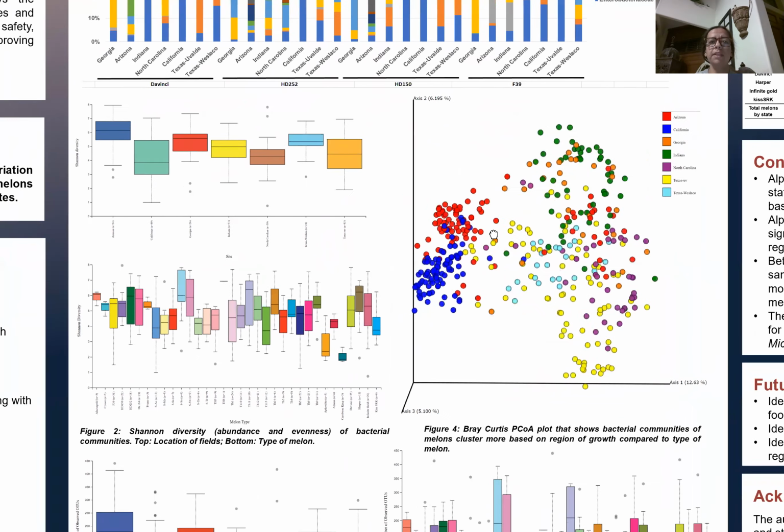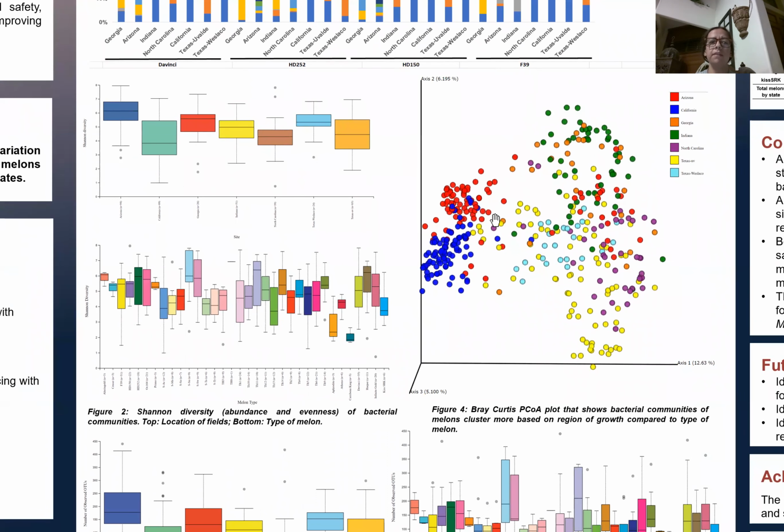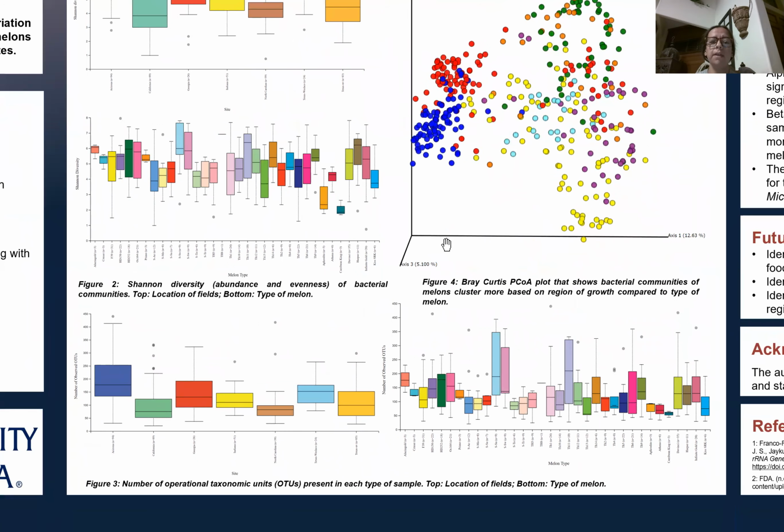In figure 2, we see the Shannon diversity, which is abundance and evenness of our bacteria, and significance was found primarily in type of melon. In our figure 3, we also show the operational taxonomic units, which are basically the number of different bacteria between each subsample. And as you can see, for statistical variance, it was high in type of melon as well.